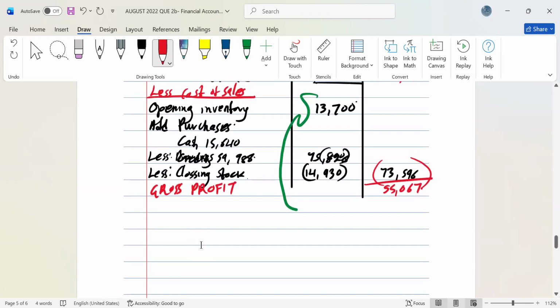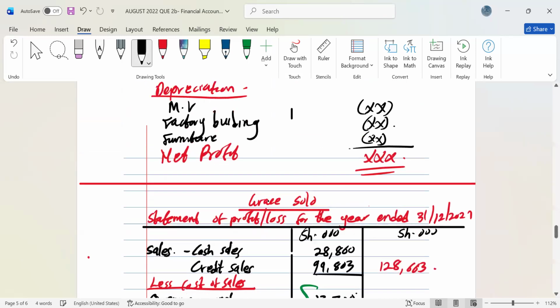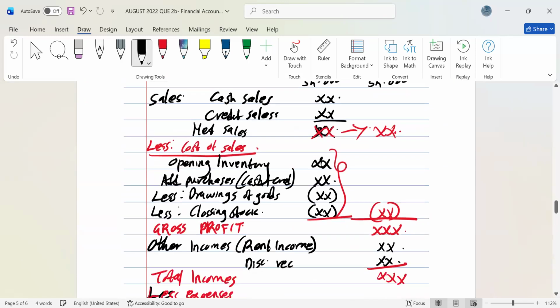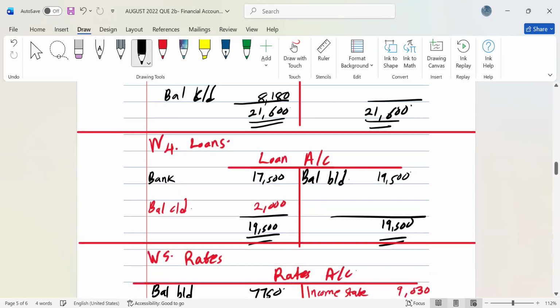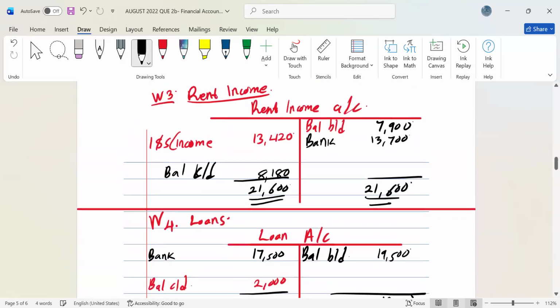Now that is our gross profit. The next item in this case is going to be other incomes. We bring on board other incomes. So first, we talk about rent. Rent income from our workings. Workings is a rent. How much was it?